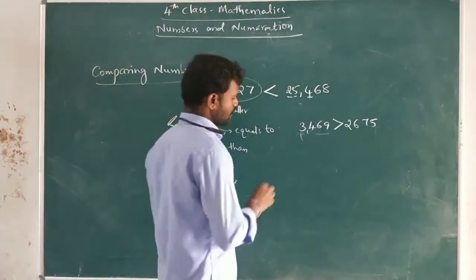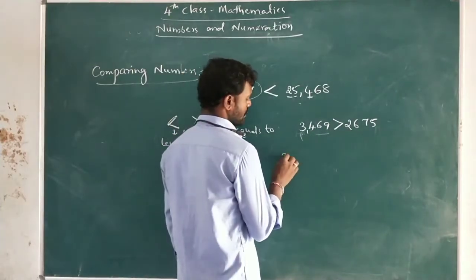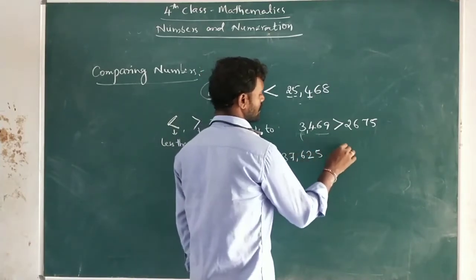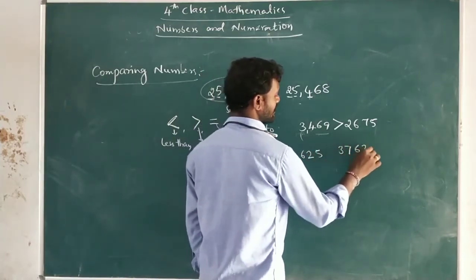Okay. For example, I am writing another number: 37,625 and 37,636.